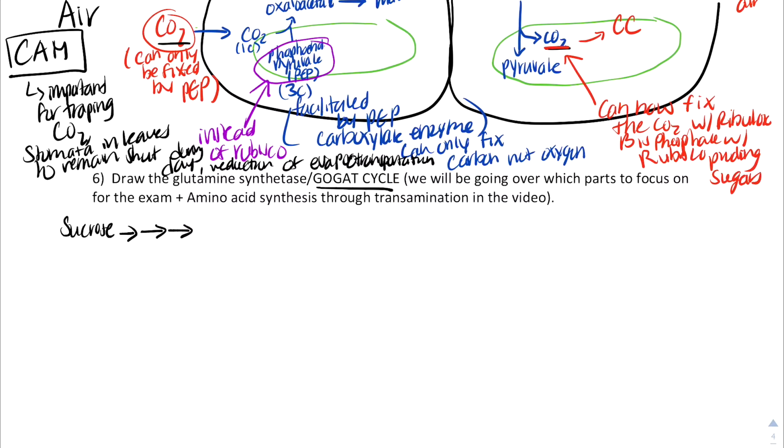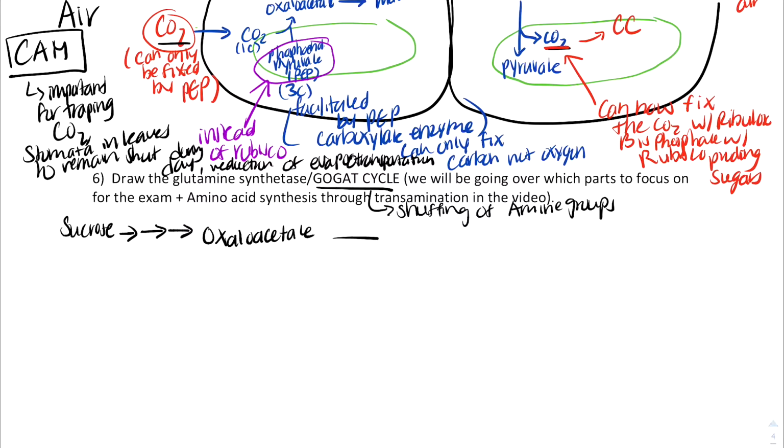So the GOGAT cycle, all it is, is the shuffling of amine groups. So you're just moving them around, really. So just know how to draw them and understand how each step is working. So you have sucrose coming in, and it makes oxaloacetate.